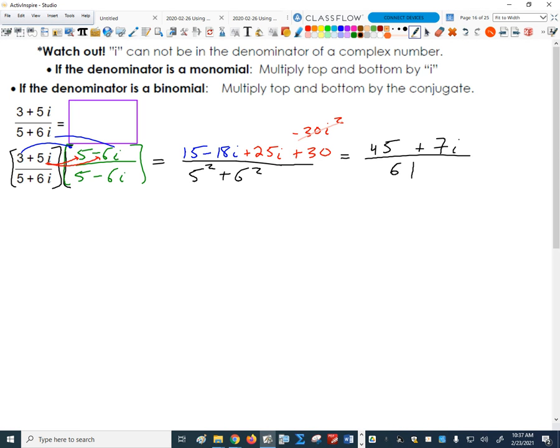Okay. And then now I want my answer to be in the form a plus bi. So I've just got to split this thing up into a real part and an imaginary part. So I just split my common denominator. So I end up with 45/61 plus 7/61 i. And I would reduce either of those fractions if I could, but I can't, right? Okay, that makes sense? Got the idea?